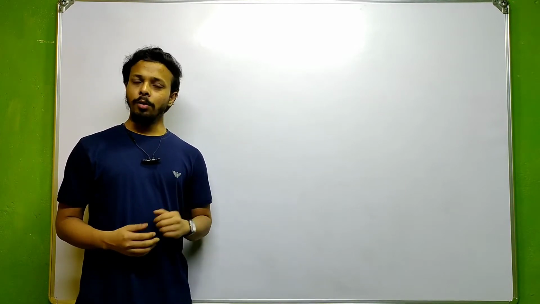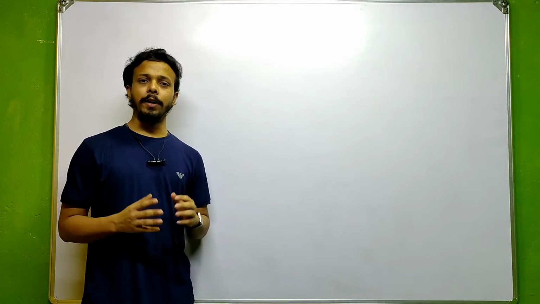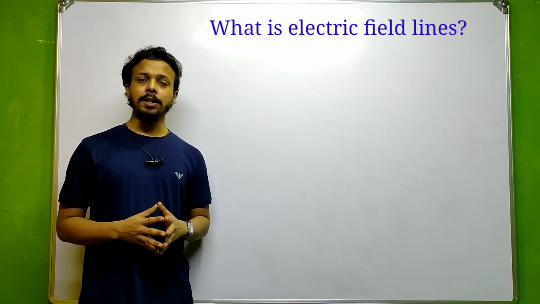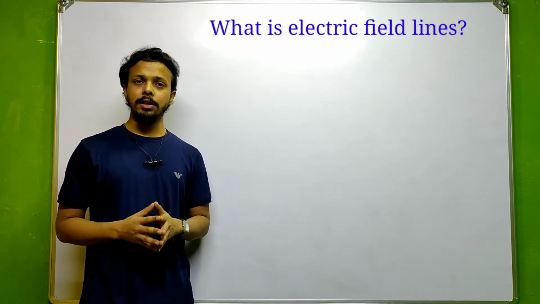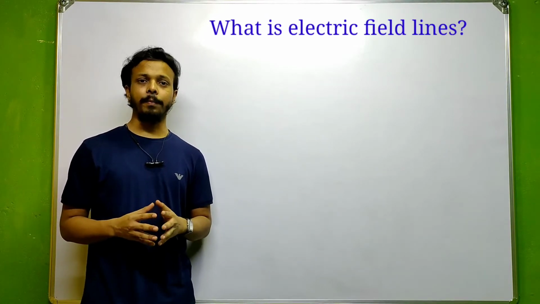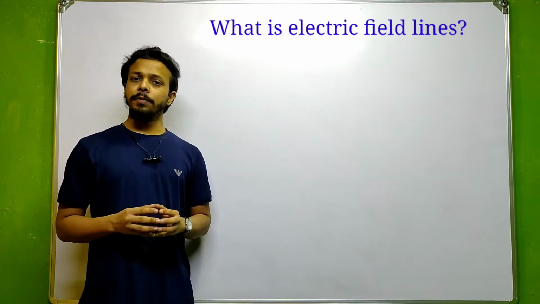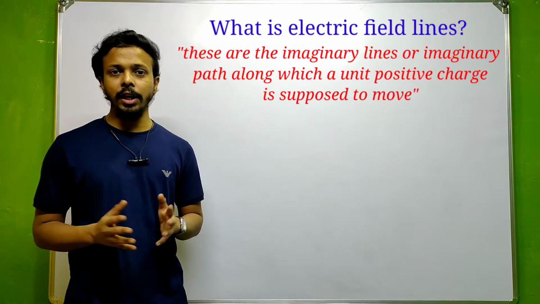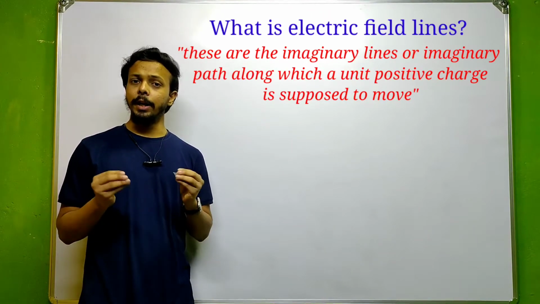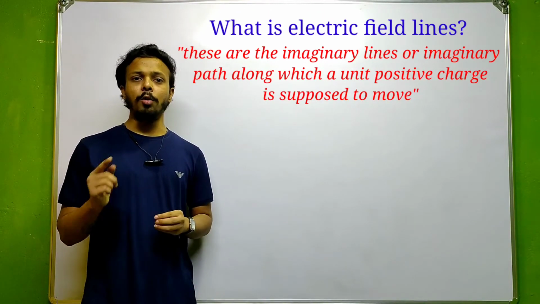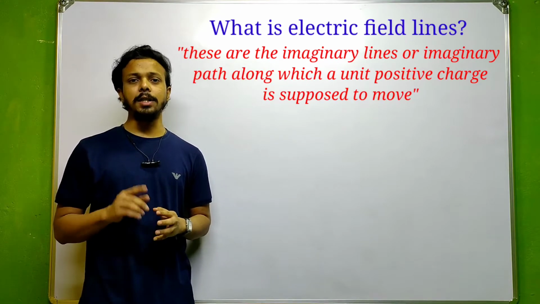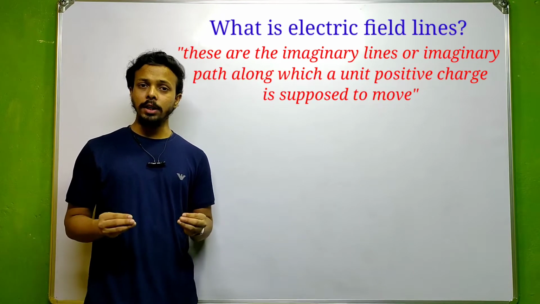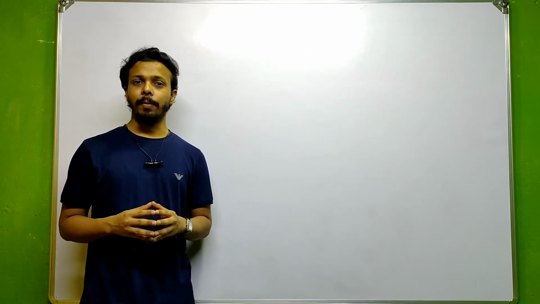So as we all know, in my previous video we discussed what electric field lines are, and along with that we discussed some of its properties. Electric field lines are imaginary lines, or you can say an imaginary path, along which a unit positive charge is supposed to move. In that way we can define electric field lines.